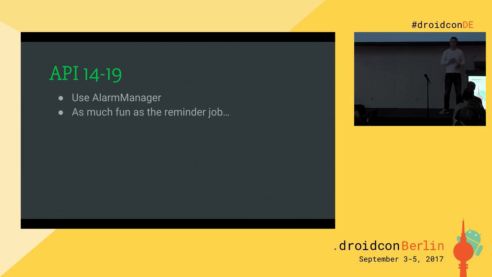And that's it for the GCM task service. So again, job scheduler is only available with API 21 and above. Below that, we use the GCM Network Manager if the Google Play services are installed. And as a fallback, we have to use the alarm manager again if those APIs aren't available. We skip this here, but I promise you it's as much fun as it was for the reminder job.